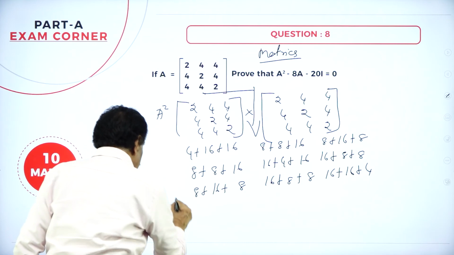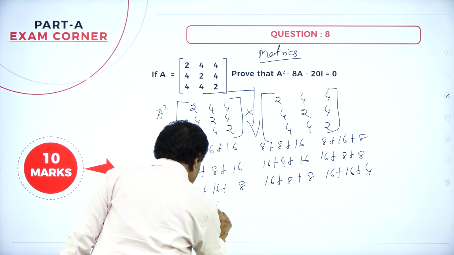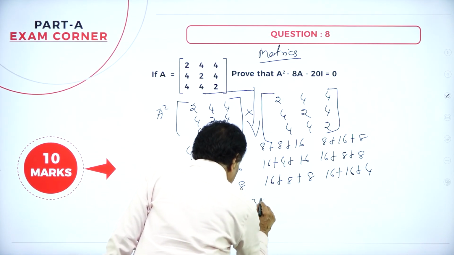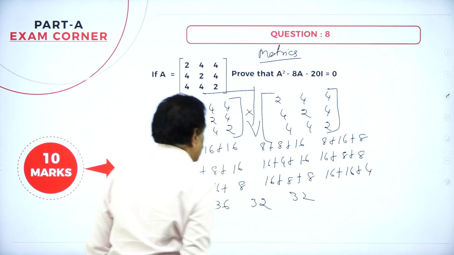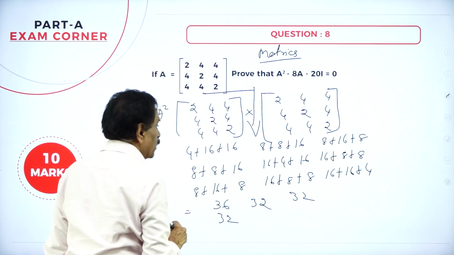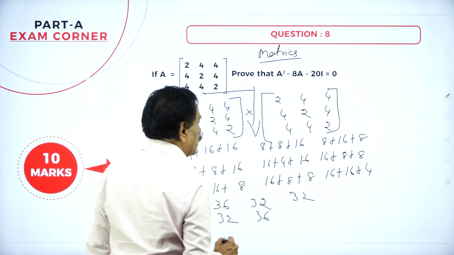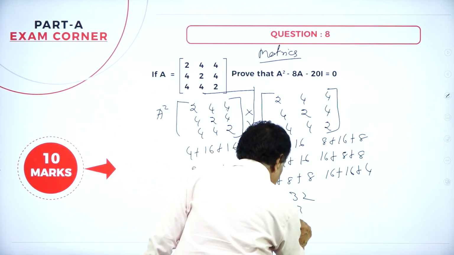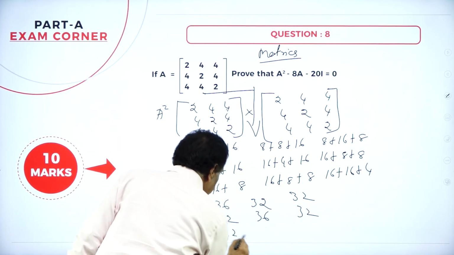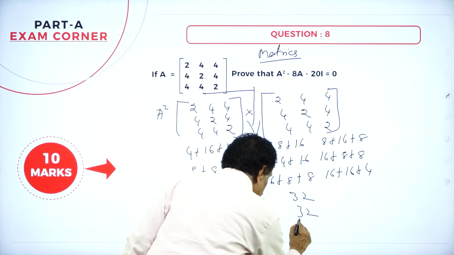So here, this is 36, 32, 32. Second one, 32, 36, 32. Next one, 32, 32, 36.